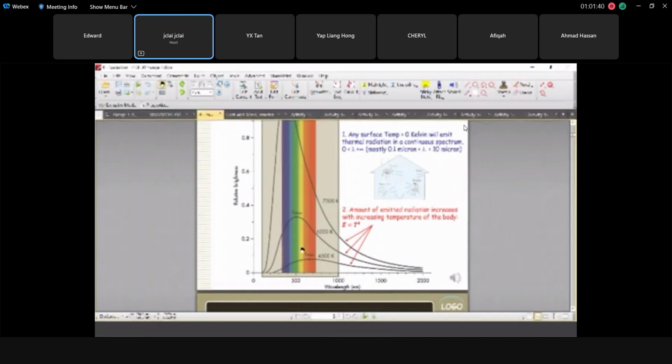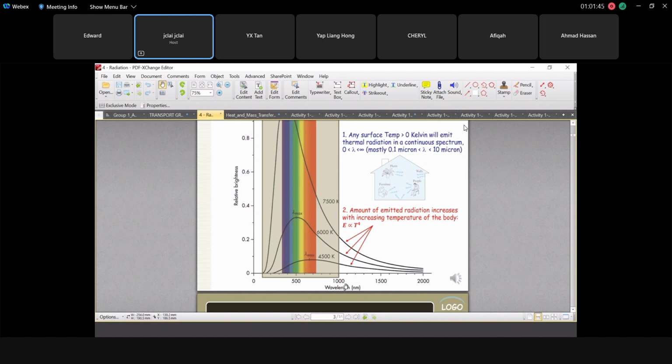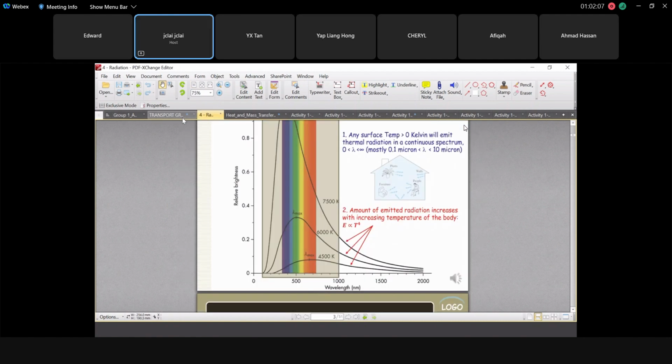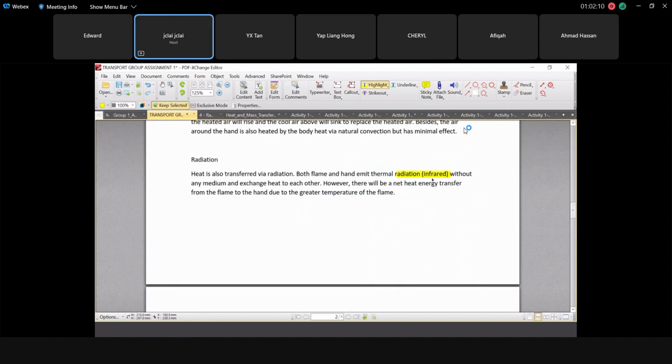It's between 0.1 micron to 10 micron. Most of the thermal radiation is within this region. But actually the wavelength in other regions also contributes to thermal radiation. Meaning, the answer you put here is infrared, so I think this is not accurate. You got what I mean?